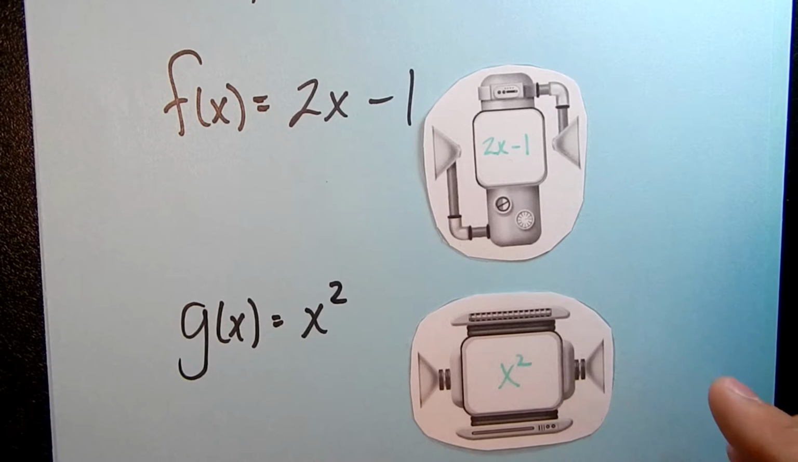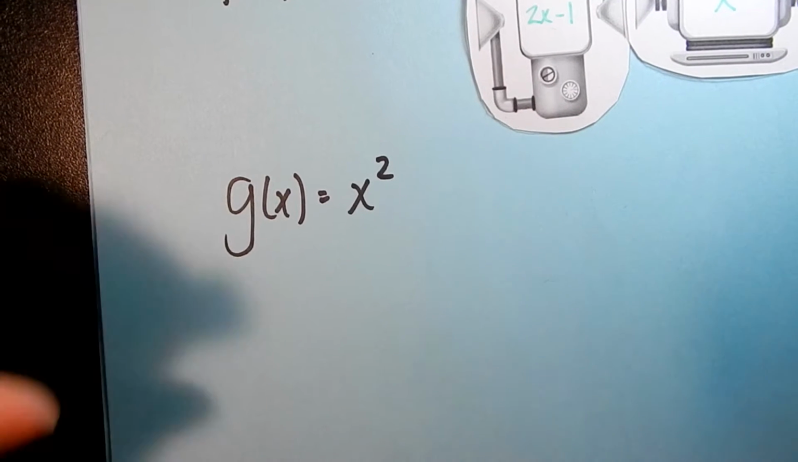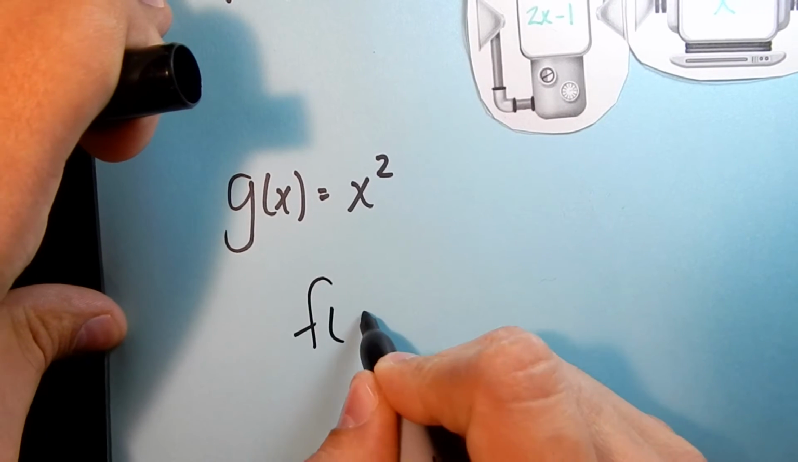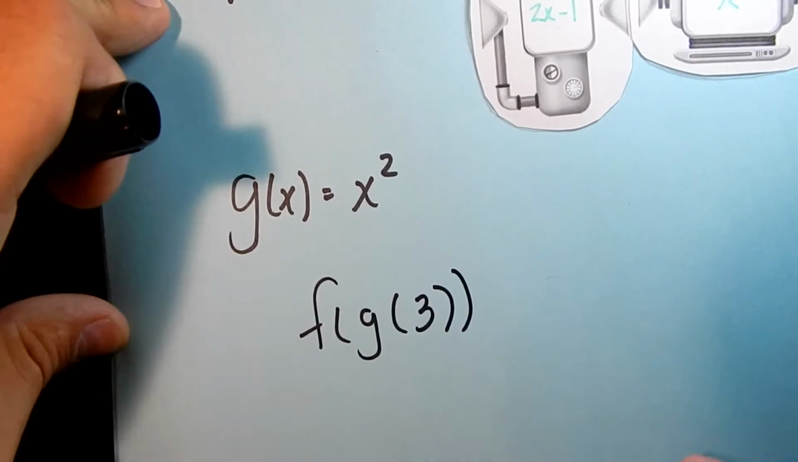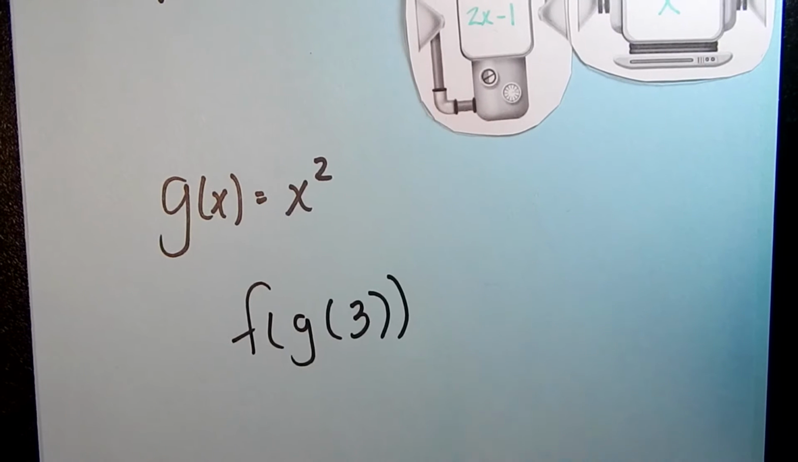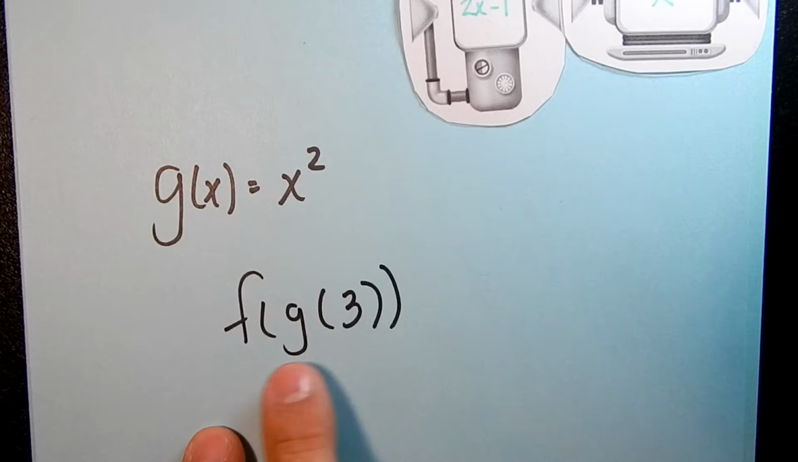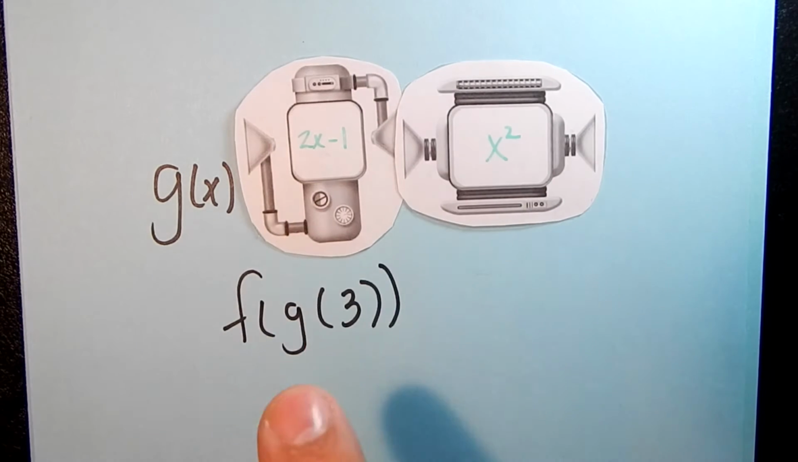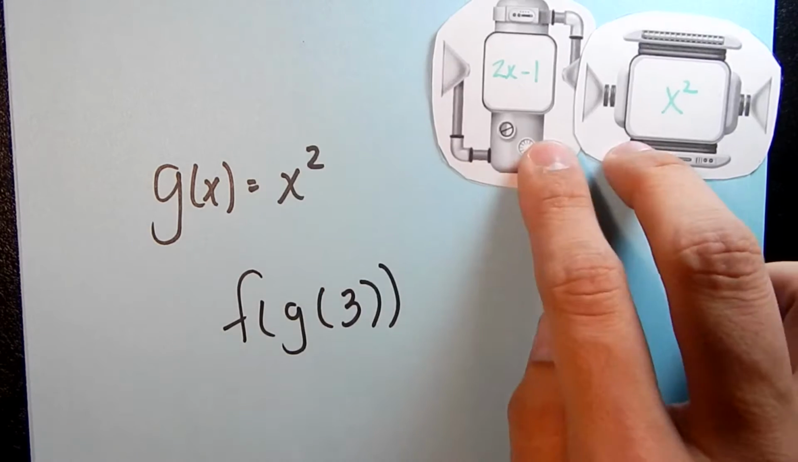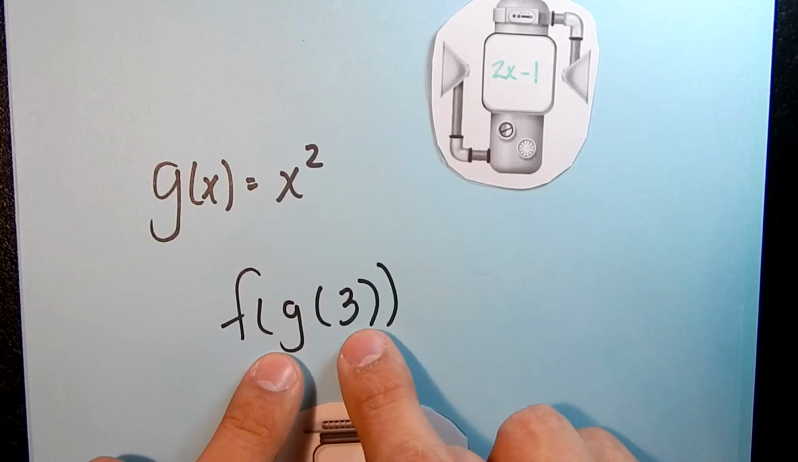So in this case, if I want to find what we would notate down here as f of g of something, so let's say 3. What happens here is we take our functions and we put them in the correct order, and then we run through these processes, the f and the g function. So our g function is x squared, and this is what's happening first.